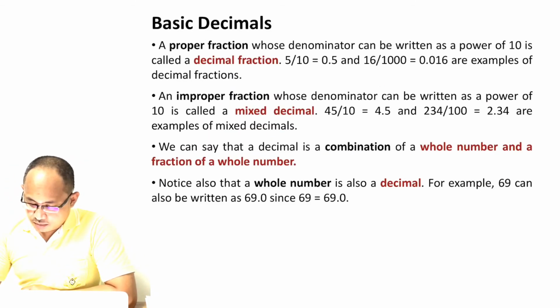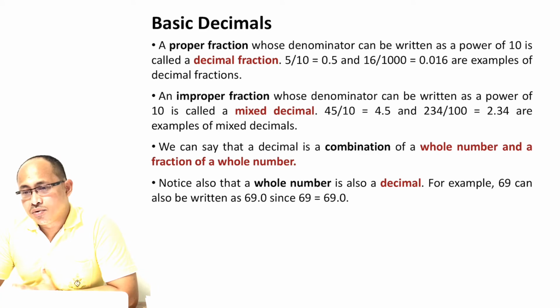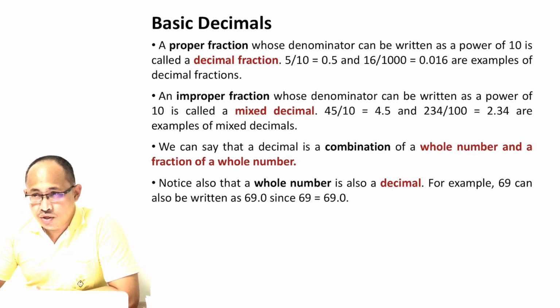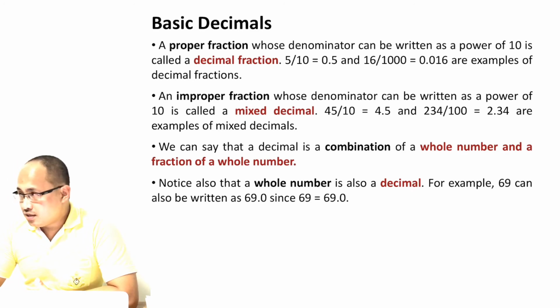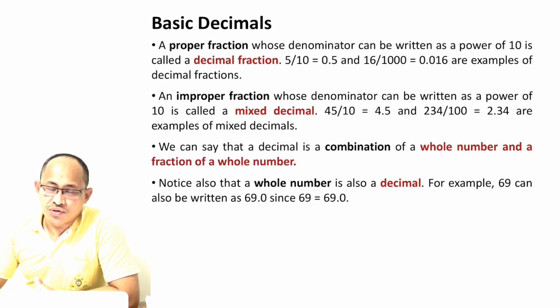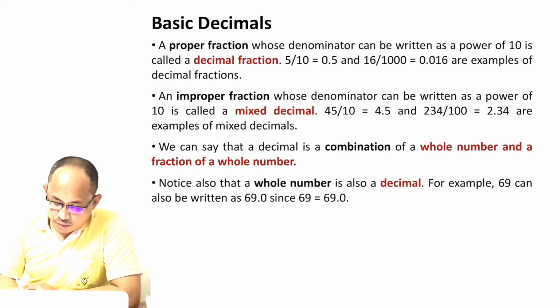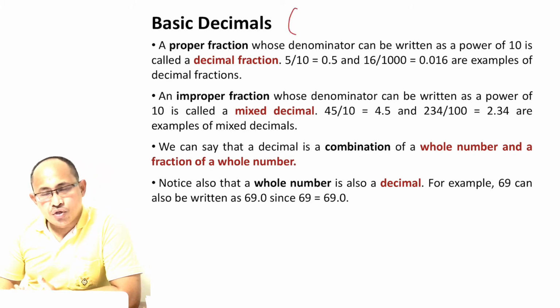Now, let's go to the basic decimals. What are decimals? Decimals are numbers coming from a fraction. When you divide the numerator by the denominator, the result is most likely a decimal number. What are decimal numbers? These are numbers where, in between the digits, you can find a point. So it is the result when you divide.